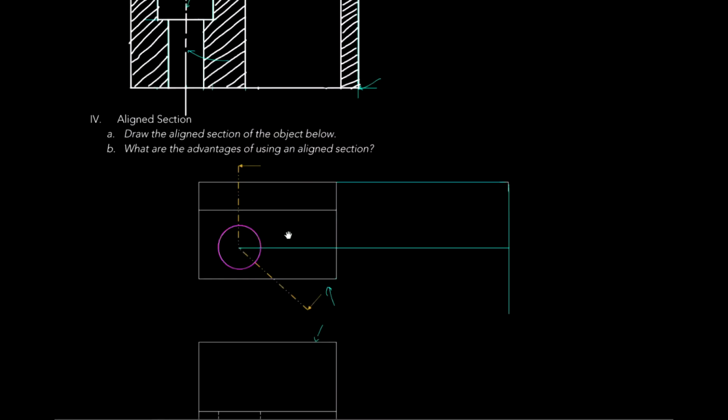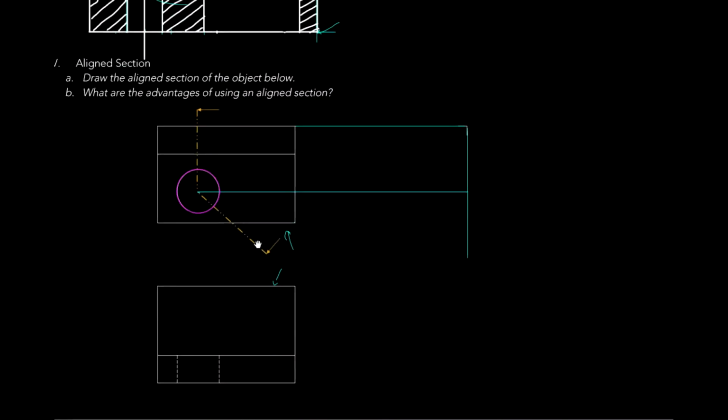Again, this one doesn't line up. So this is where we copy these distances. From here, we extend it to here. This is the first point. Then the next point is from here to this edge. There.